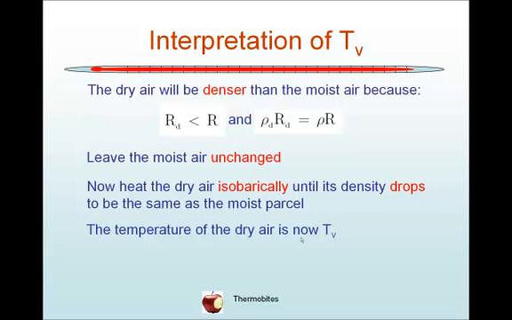and heat it isobarically, that is at constant pressure, until its density drops to be the same as the moist parcel. The temperature of the dry air is now the virtual temperature. So the virtual temperature is the temperature that a dry parcel of air has to be raised to until its density is the same as a parcel of moist air.